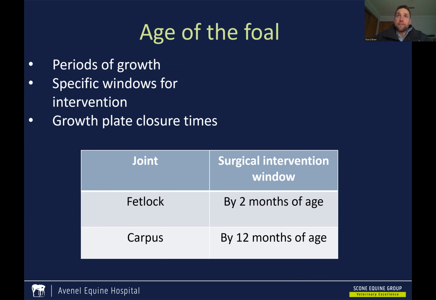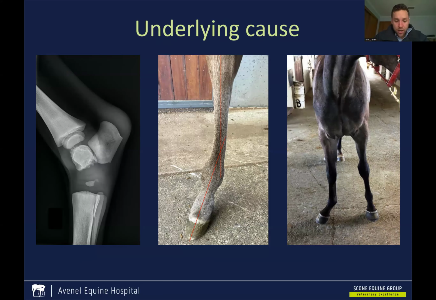Now, I guess the other important thing is that sometimes we'll get foals that are a little bit older than that that still have growth plates which are quite open, and we can always take an x-ray to check. But it is important that if you're going to do surgery on a fetlock, that you have some idea by 2 to 3 months of age. The carpus is a little more forgiving. The growth plate associated with the carpus closes much later. And so you have a longer period of time if you're going to do anything, which is unlike the fetlock joint. And then also underlying causes are likely to dictate what you do.